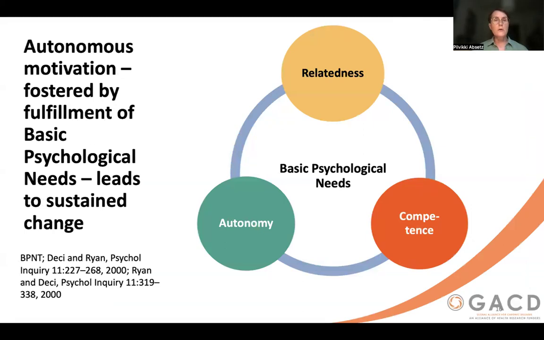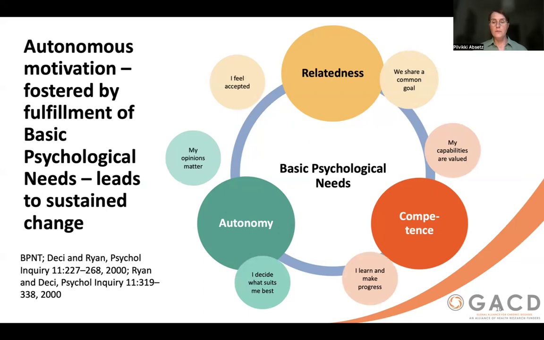Autonomous motivation is also fostered by fulfillment of basic psychological needs, which are relatedness, autonomy, and competence. And these can be seen in or characterized in ways that I've described here on this slide. And you can probably also recognize and identify from your own lives the importance of some of these when you think about your own motivation for different things that you do in your daily life, whether at work or with your hobbies or with your studies.